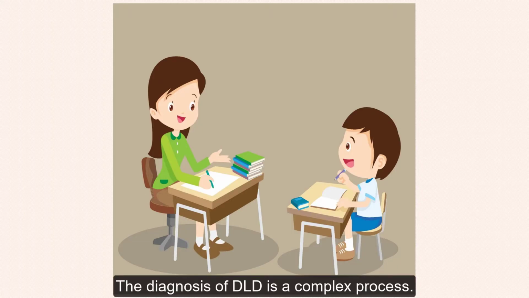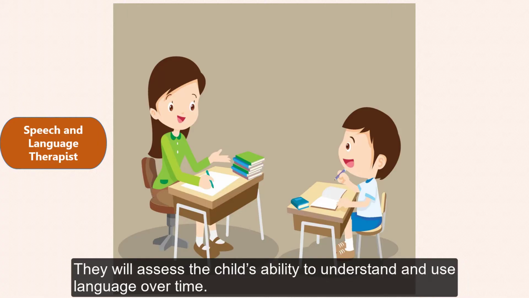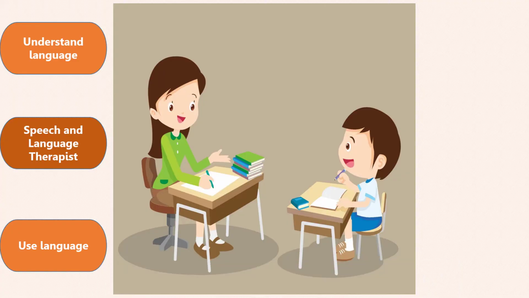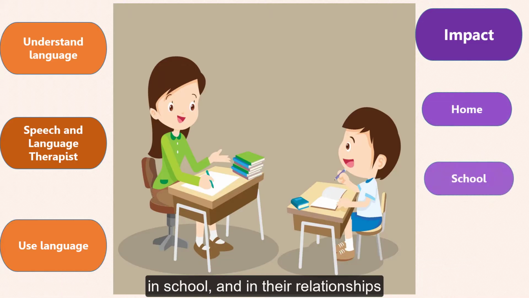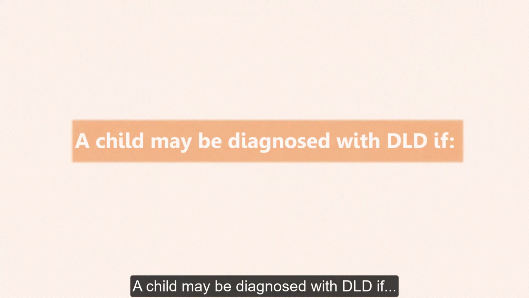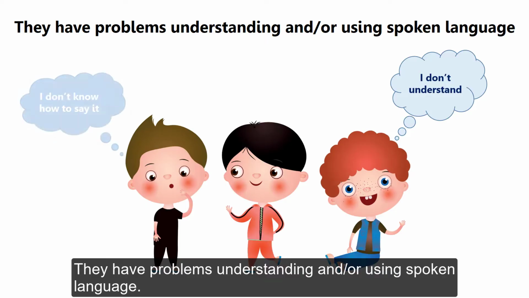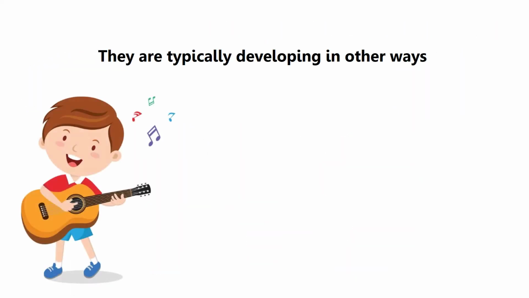DLD should only be diagnosed by a speech and language therapist. They will assess the child's ability to understand and use language over time. The SLT will also consider the impact of their communication strengths and needs at home, in school, and in their relationships. A child may be diagnosed with DLD if they have problems understanding and/or using spoken language.